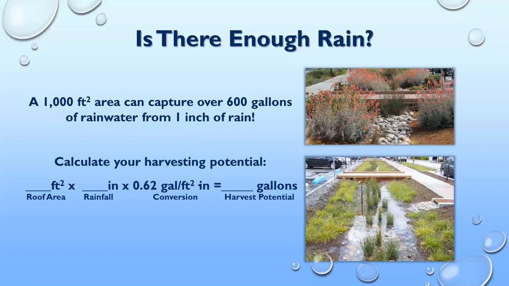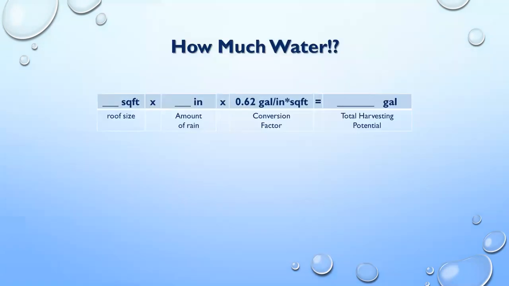On the right, you can see two pictures. This is actually the same site. The top picture is during the dry season. You can see it looks like a dry creek bed. The bottom picture is during a rain event. And you can see it's just totally filled and it can't even handle that much water because there's just so much water coming down. And even in our average storms, which are about half an inch, you really get a lot. So here's the equation again. And if you have a paper and pen, you can go ahead and enter in your own roof size and the amount of rain you want to calculate for and figure out how much you want for yours.